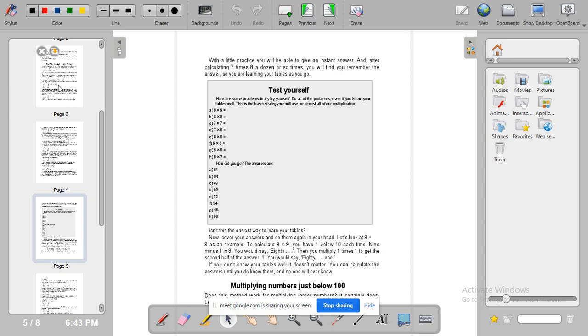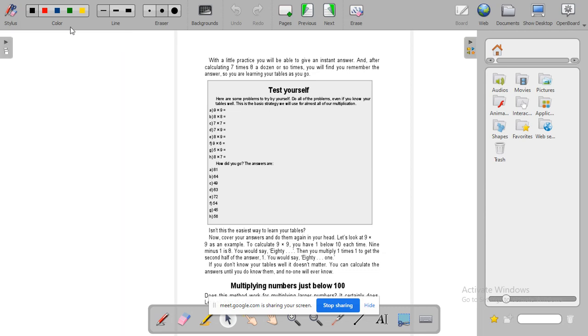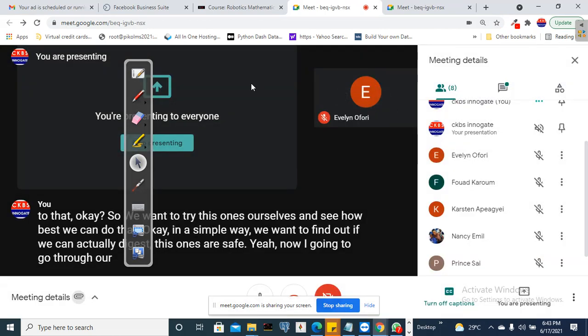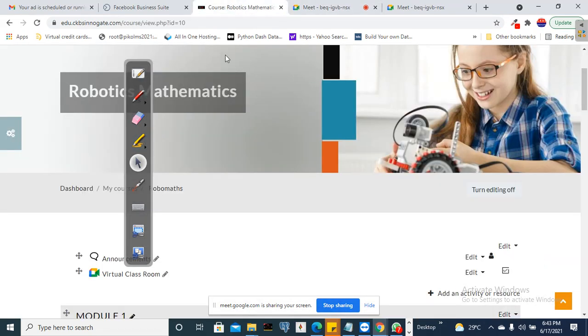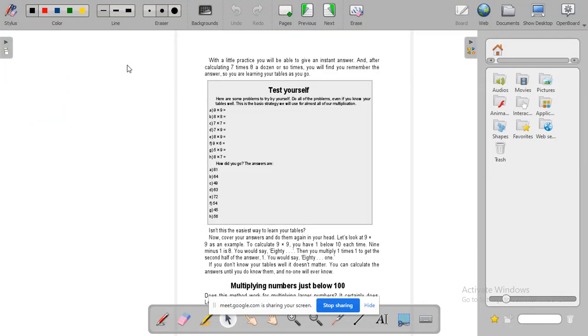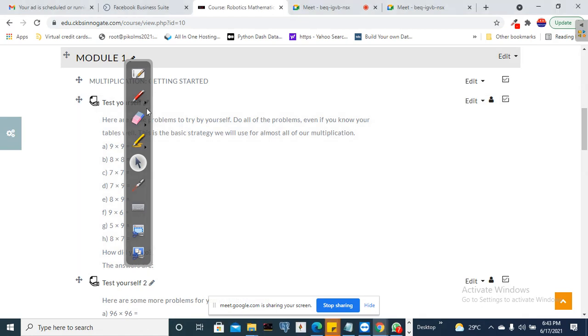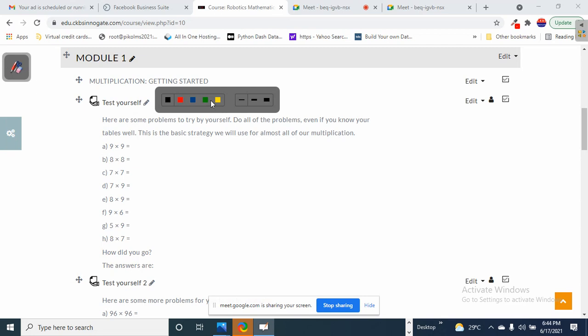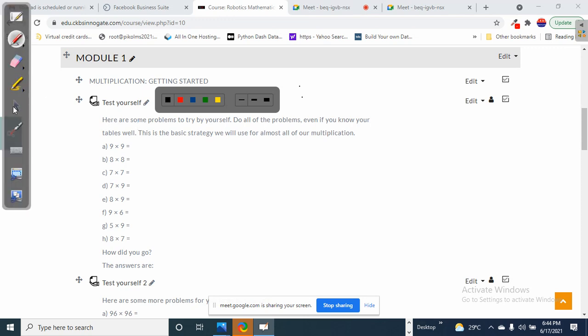Now, I am going to go through our platform. Once you come here, in your course there, you can see we have something here which I want us to actually work out. I have these ones here. Within here I have something that we can all look at.